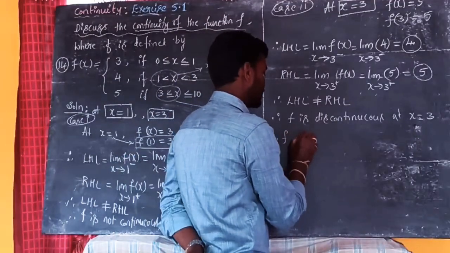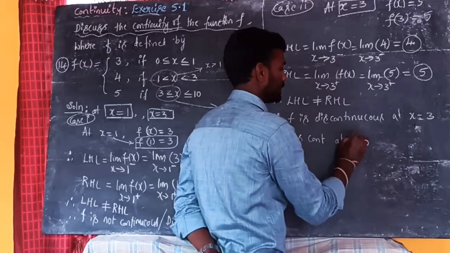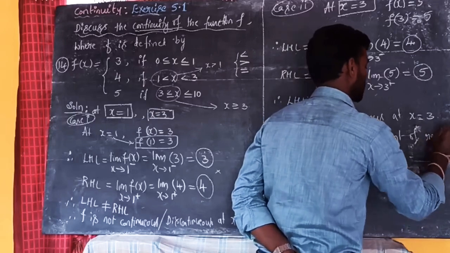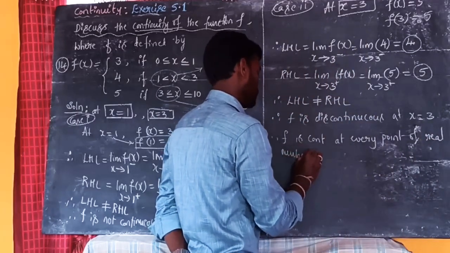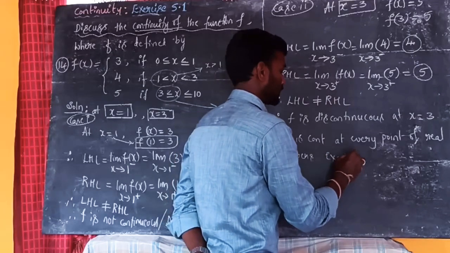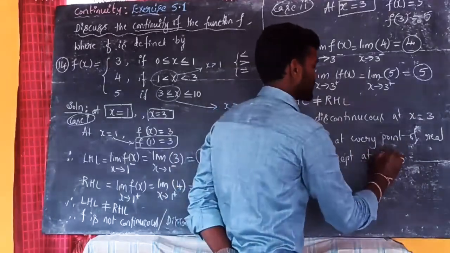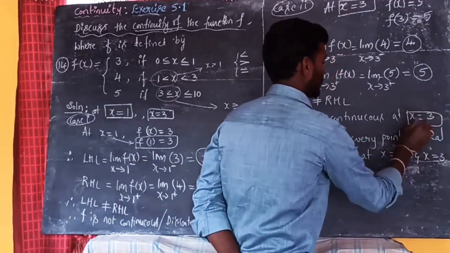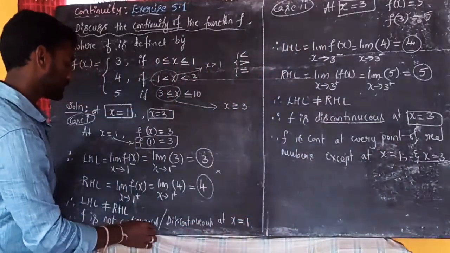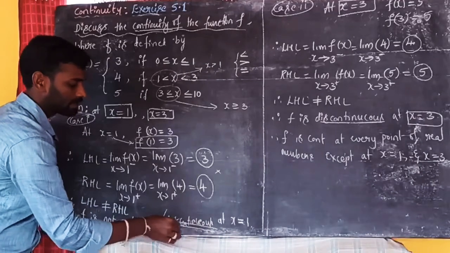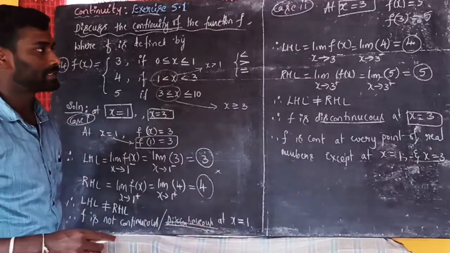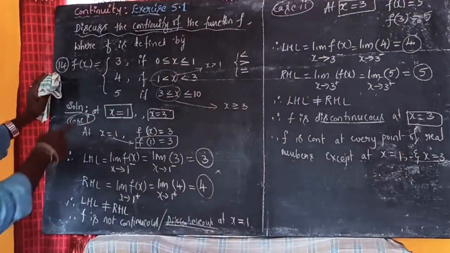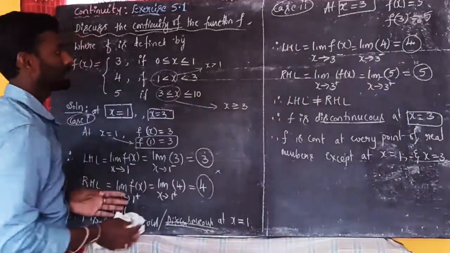Therefore f is continuous at every point of real numbers except at x is equal to 1 and x is equal to 3. At these 2 points only this function is discontinuous. Okay. In all the remaining cases this function is what? Continuous. Okay. Now next question. Like this you will have 2 more problems guys. You have to try.